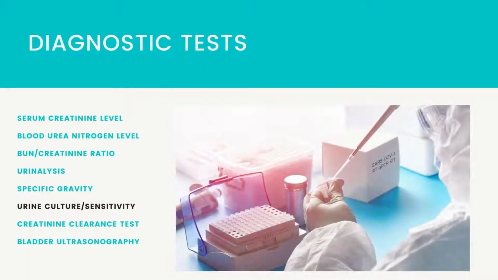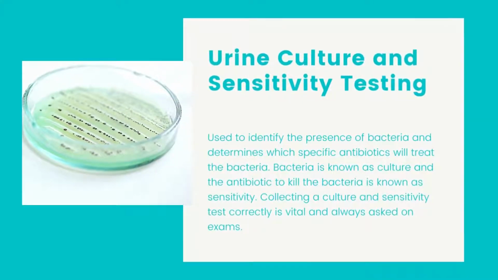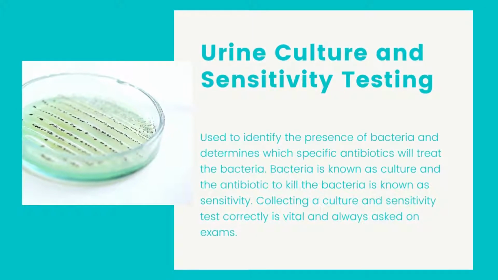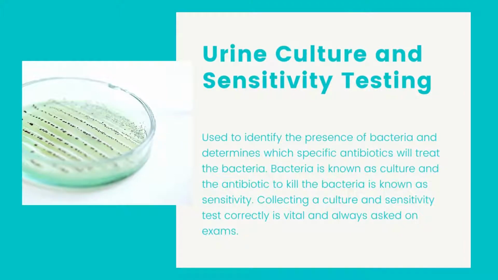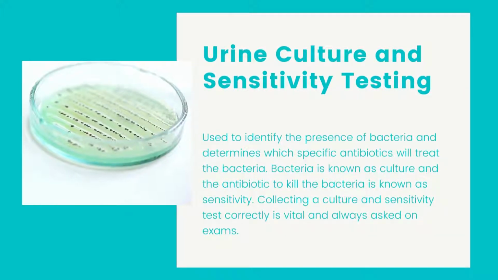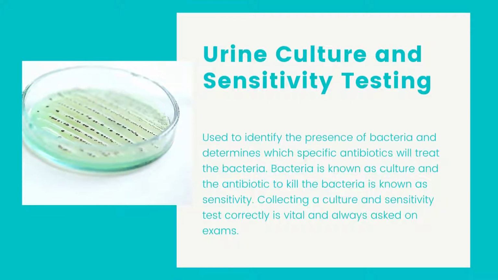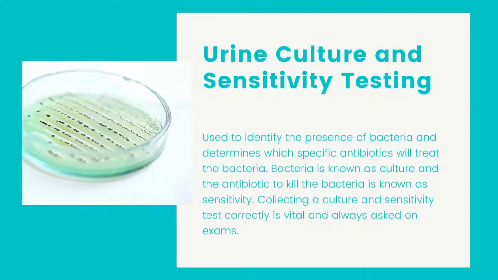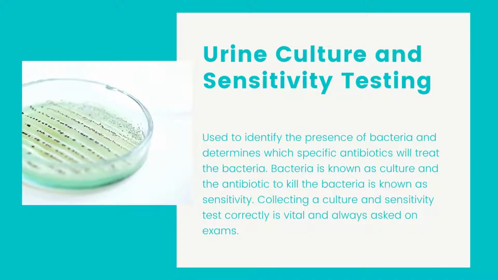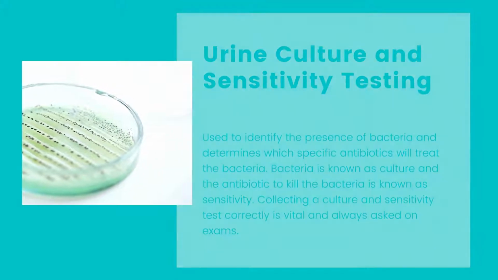Urine culture and sensitivity testing. This test is used to identify the presence of bacteria and determines which specific antibiotics will treat the bacteria. Bacteria is known as culture, and the antibiotic to kill the bacteria is known as sensitivity. Collecting a culture and sensitivity test correctly is vital and always asked on exams.